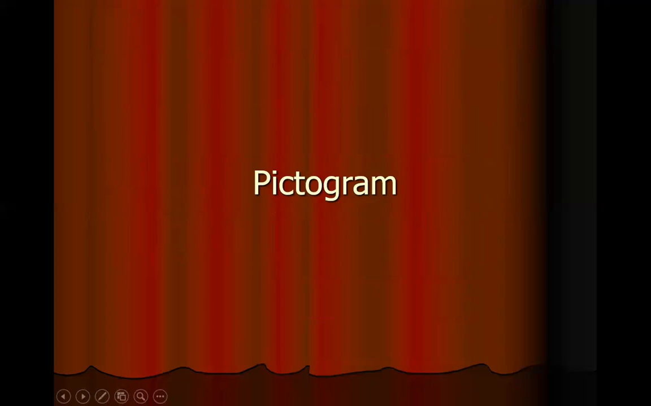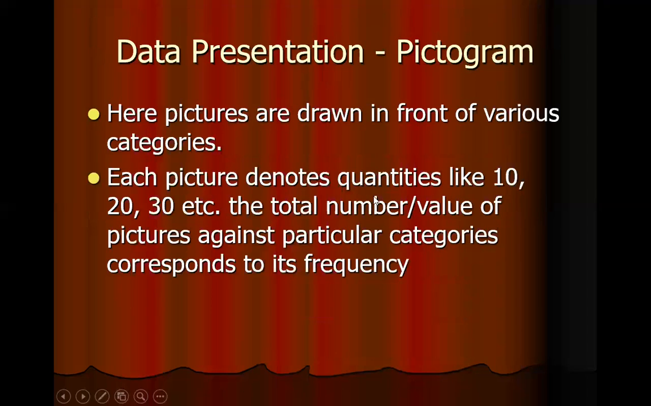Then we come on to the second last type of data representation. It is the pictogram. In a pictogram, by name, it is very clear that pictures are drawn in front of various categories, and each picture denotes quantities like 10, 20, 30, and the total number or value is shown by the pictures against particular categories.